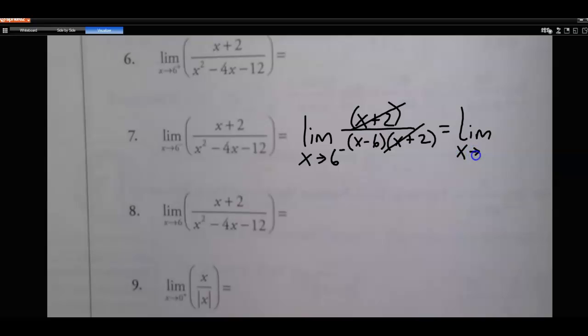Now, even though we canceled something out, there's still a problem, because the thing that we canceled out isn't the problem. The problem isn't whenever I plug 6 into this. That doesn't give me a 0. The problem is when I plug 6 in here, and that's still there. So I've done my factoring method, and we still have a problem. We still end up with 1 over 0, which is no good.